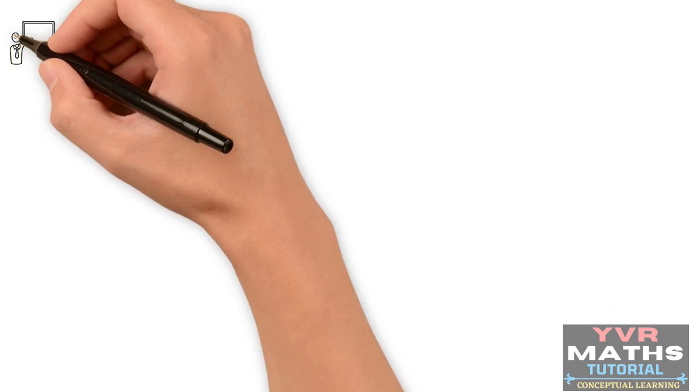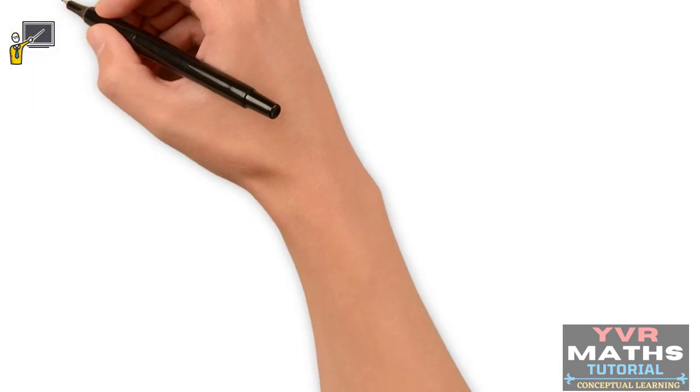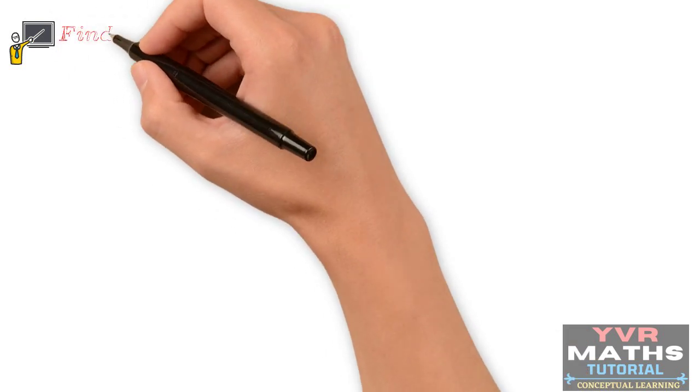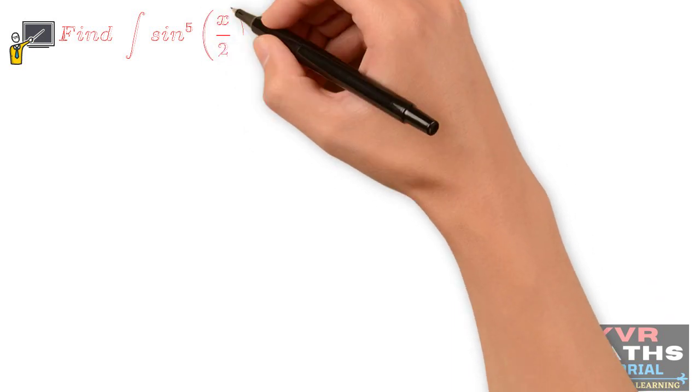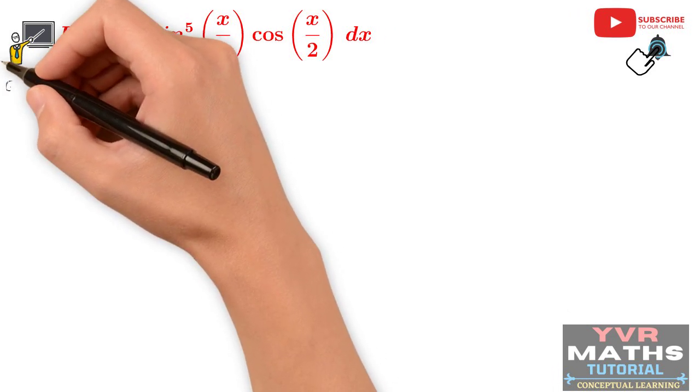Hi students, let us discuss two problems in this video which are asked in previous board exam. See, first one, find integral sin power 5 x by 2 into cos x by 2 dx. Let us discuss solution of this one.